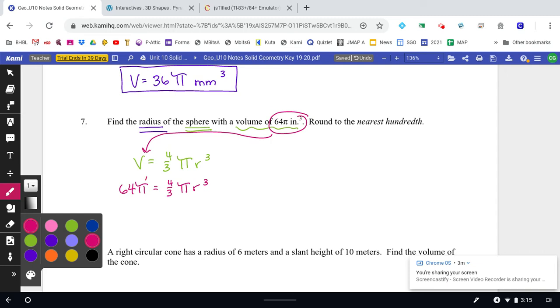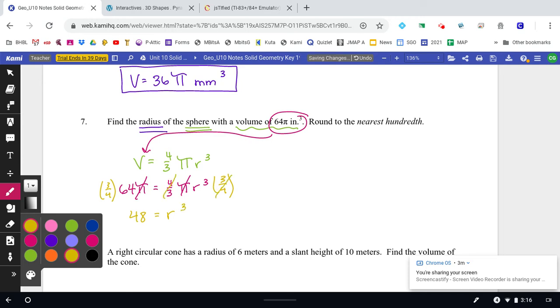So now since there's a pi on both sides, I know they're going to cancel. And if I want to get rid of this 4/3 right here, I'm going to multiply both sides of the fraction by 3/4. Multiply by 3/4. So 3/4 of 64 is actually 48. And that equals r to the third. Okay, so I canceled that out.